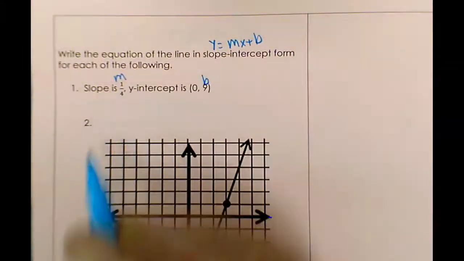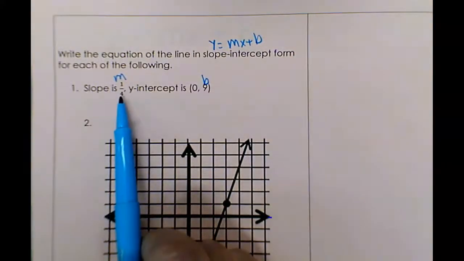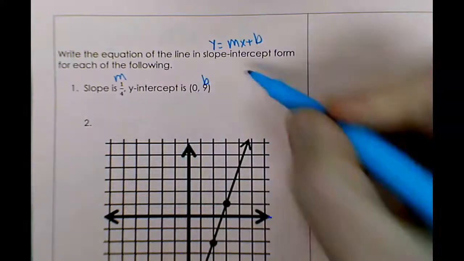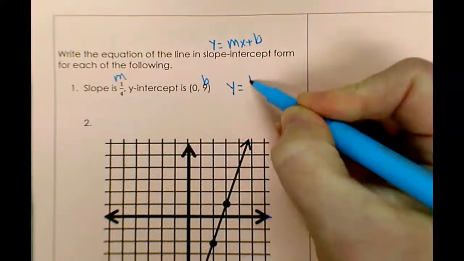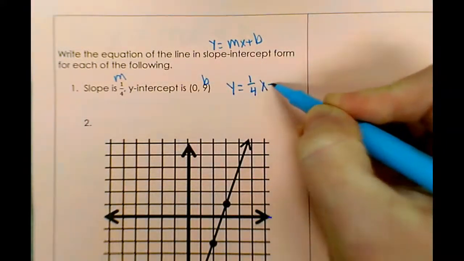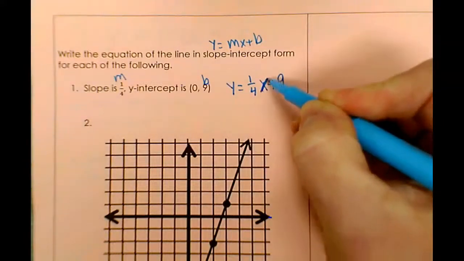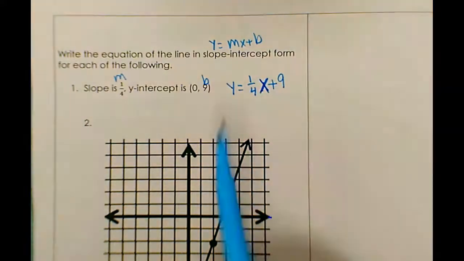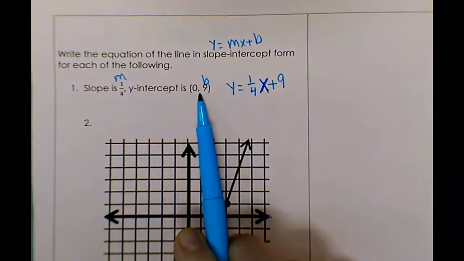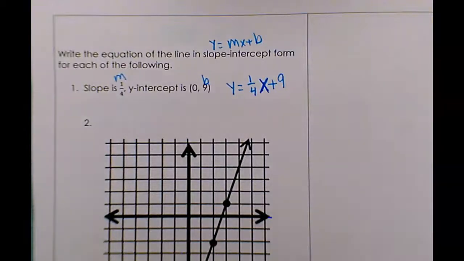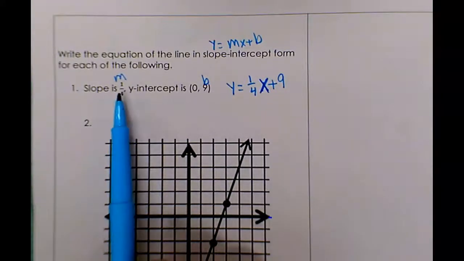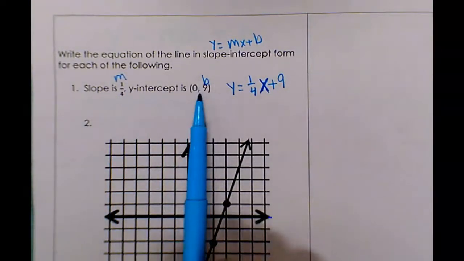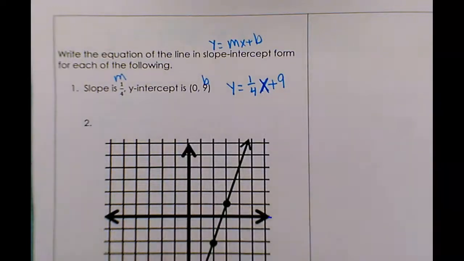So the equation for a line that has a slope of 1/4 and it goes through this intercept point will be 1/4 x plus 9. And that will not just represent this point, but it will represent all of the points on the line that have this slope and this y-intercept.